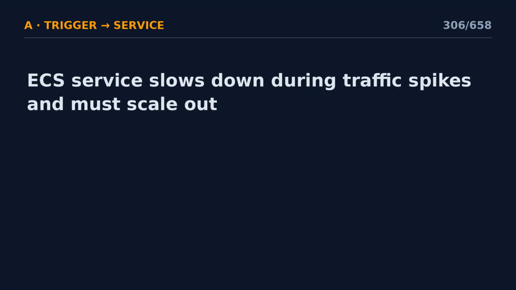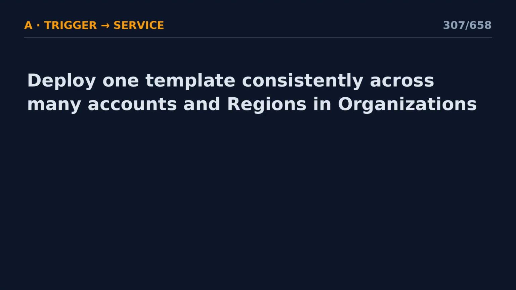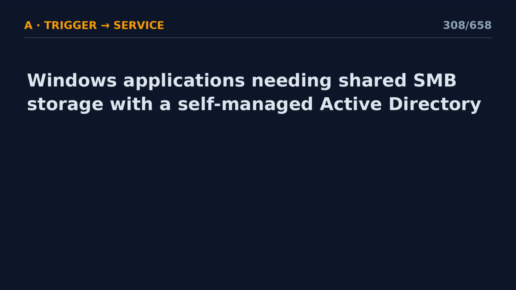ECS service slows down during traffic spikes and must scale out. Answer: ECS service auto scaling driven by the ECS service CPU utilization metric. Deploy one template consistently across many accounts and regions in Organizations. Answer: CloudFormation StackSets. Windows applications needing shared SMB storage with a self-managed Active Directory.